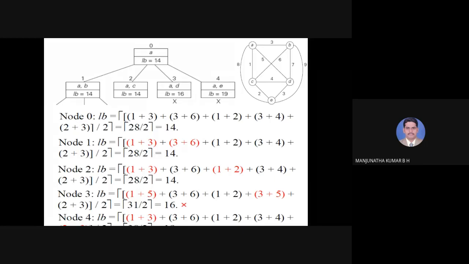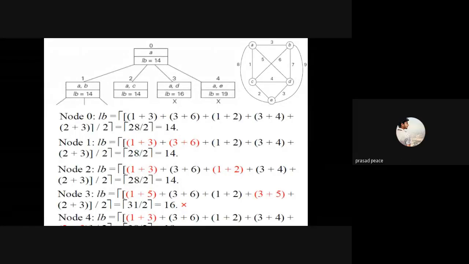Okay, you add first: 1 plus 8 plus 3 plus 6 plus 1 plus 2 plus 3 plus 4 plus 2 plus 8. What is the sum? How much total sum are you getting? 38. Yes, that's correct.